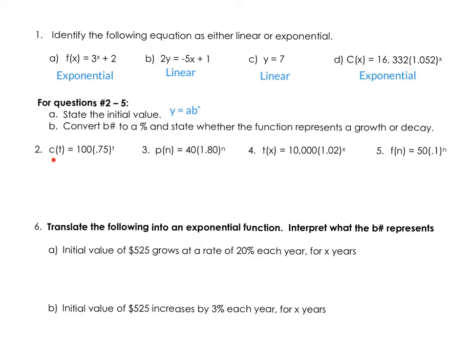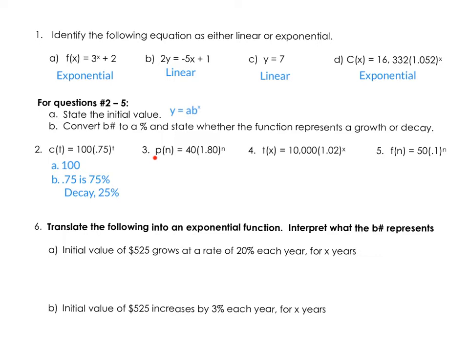Okay, so if I look at this first example here, c of t equals 100, that's my a, so that's going to be my initial value. So my initial value is 100. Then they said to change my b number to a percent. So 0.75, if I change that to a percent, that's 75%. So since that's 75%, that's less than 100%, so that means it's a decay. How much is it decaying? This is the example I talked about earlier. It's 25% away from 100, so it's decaying 25%.